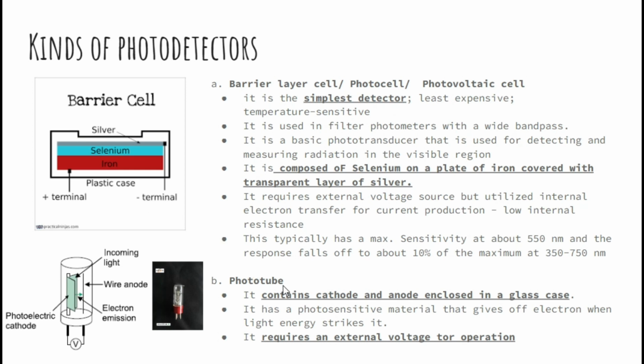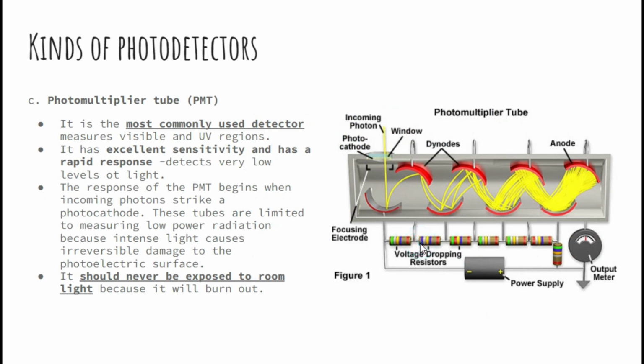Next kind of photodetector, we have the phototube. Ito po yun. Mukha po siyang light ng Christmas lights. Para po siyang bulb ng Christmas lights. Ganun po siya kaliit. It contains a cathode and anode enclosed in a glass case. Diba? Para talaga siyang Christmas lights. It has a photosensitive material that gives off electrons when light energy strikes it and will require an external voltage for operation. And then next here, the most commonly used photodetector, we have your photomultiplier tube or the PMT.